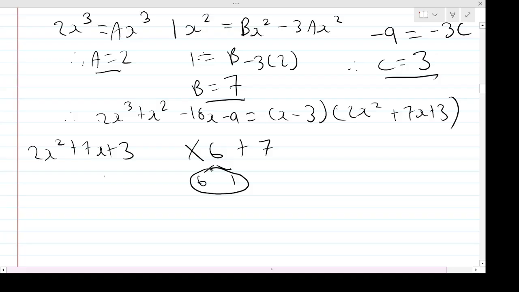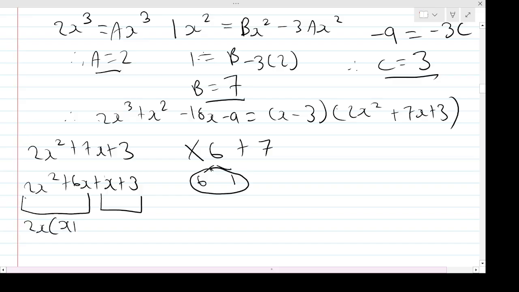So that is my, well, it wouldn't be my factors, but it tells me the way to split up the 7x, right? So then 2x squared plus 6x plus x plus 3. Doesn't matter if you put x first or 6x, it factorises in the same way. So there we are. And again, our usual method: we factorise the first two terms and the last two. Firstly, 2x squared plus 6x, I can factor out 2x between them. That'd be x plus 3.